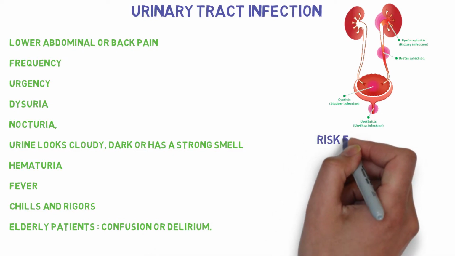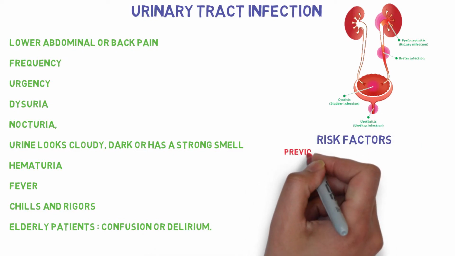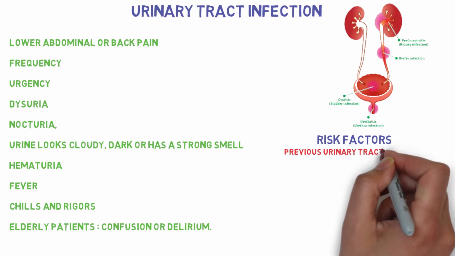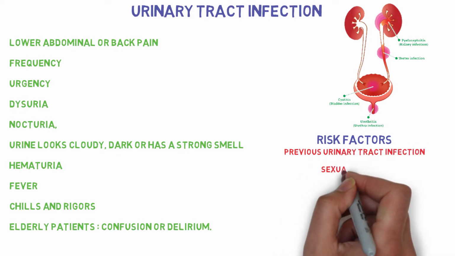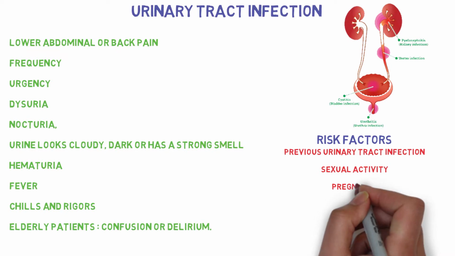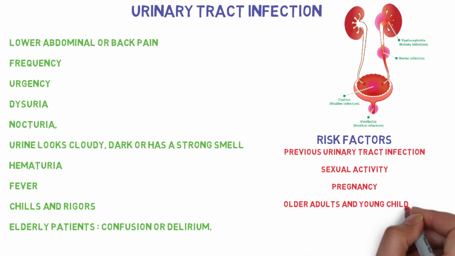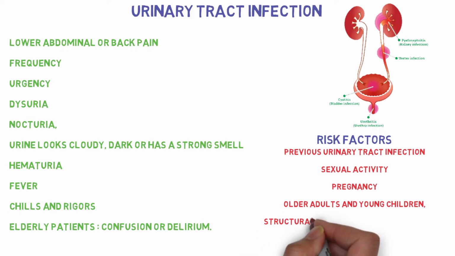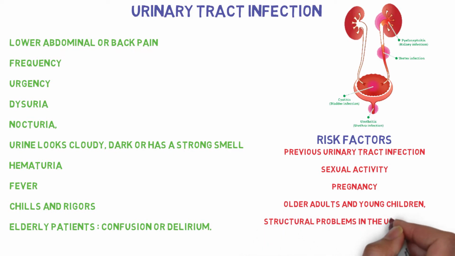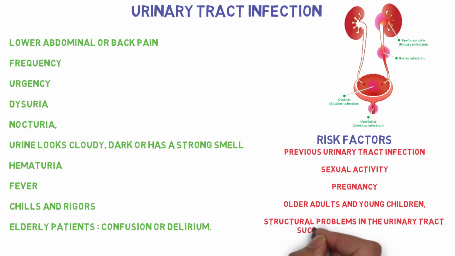Risk factors for urinary tract infection are previous urinary tract infection, sexual activity, pregnancy. Older adults and young children are more likely to get urinary tract infection. Structural problems in the urinary tract, such as enlarged prostate, poor hygiene.